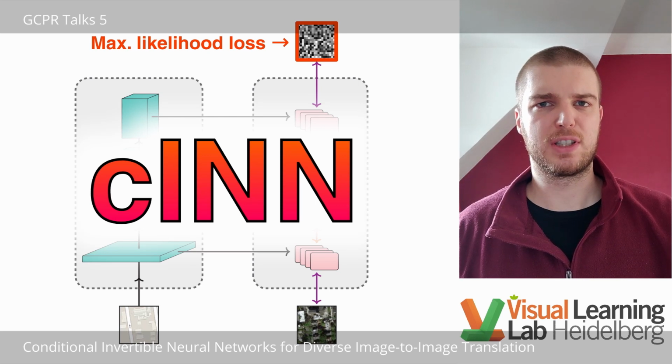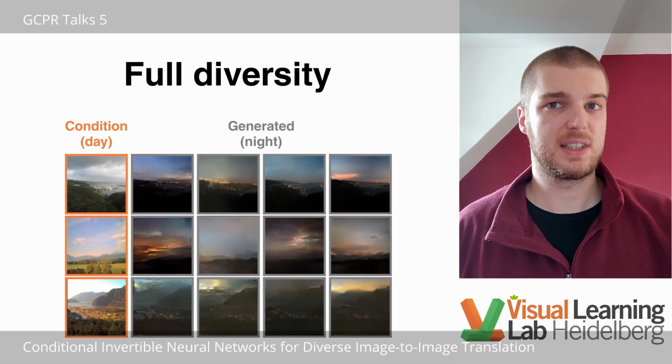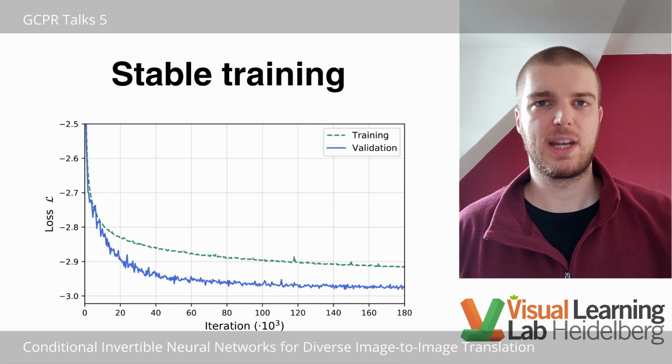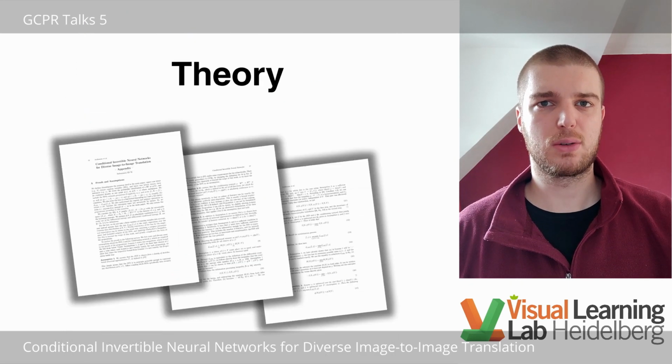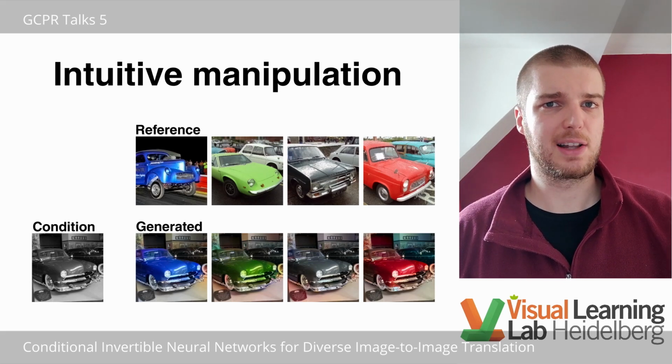We see various benefits over other conditional models like CGANs. The model always gives the full diversity without mode collapse. The training is simpler, more stable, and more consistent. We have some theoretical results about the feature pyramid and the generated images. Also, the invertibility allows for some intuitive manipulations of images, like style transfer, without explicitly training for it.